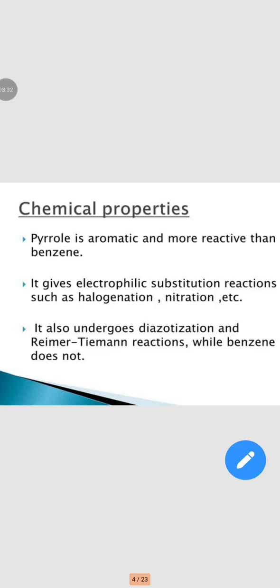So, chemical properties: PYRROLE is aromatic in nature and more reactive than benzene. It gives electrophilic substitution reactions such as halogenation, nitration, sulfonation, etc. It also undergoes acetylation and Reimer-Tiemann reaction, but benzene does not.